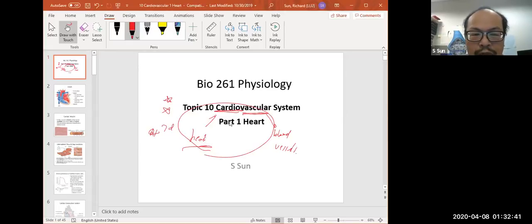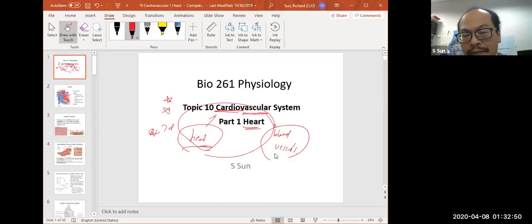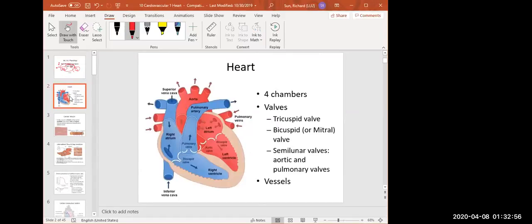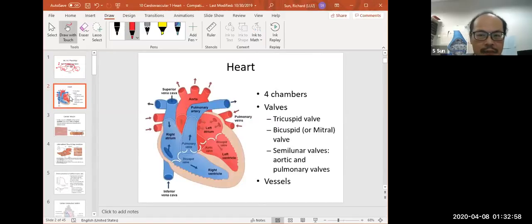We will discuss it in two portions. One is the heart, that is the first one, and then we will talk about the vessel. The heart is this one. So in the beginning, let's talk about some anatomy.